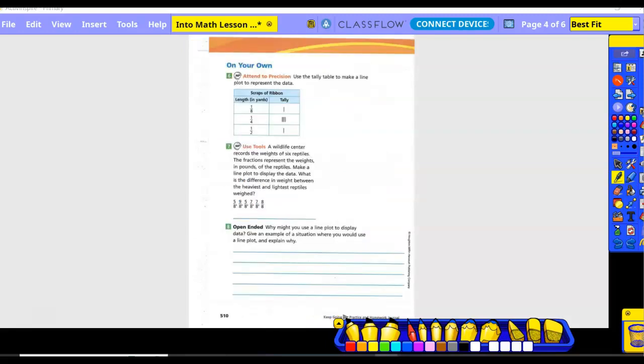On your own, number 6. Use the tally table to make a line plot to represent the data. Okay, so let's start with our title. What's going to be our title? Scraps of ribbon.